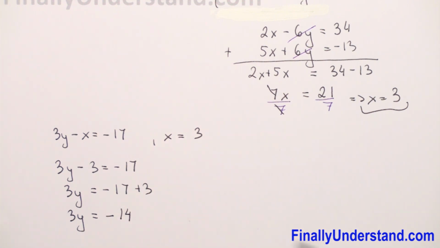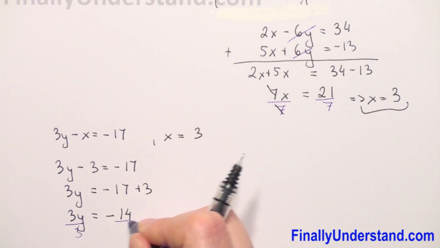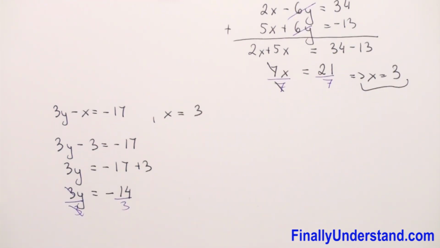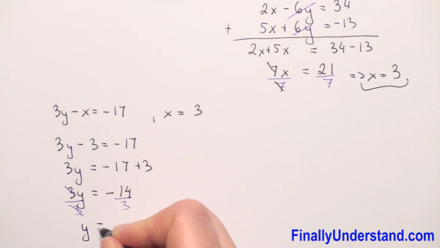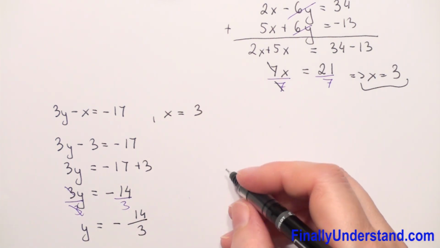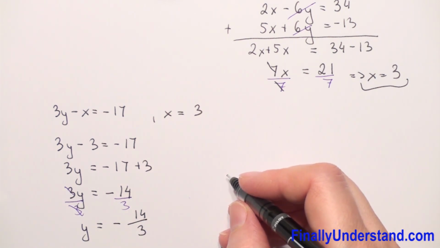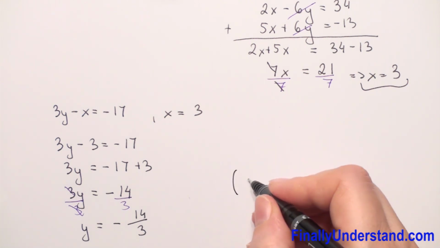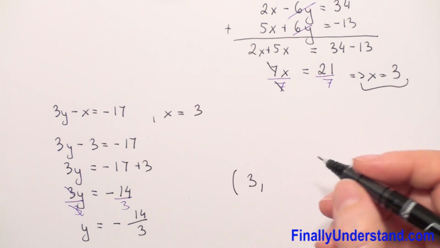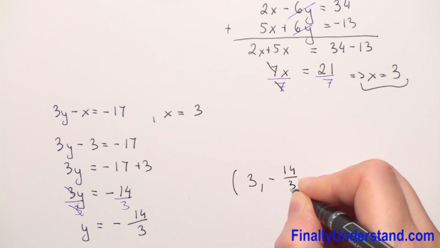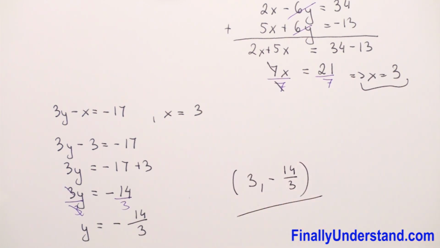I will divide both sides by 3. So 3 and 3 we can reduce, and we have that y is equal to negative 14 over 3. So we found the solution to our system of equations: the first coordinate is x, which is 3, and the second is negative 14 over 3. This is my solution.